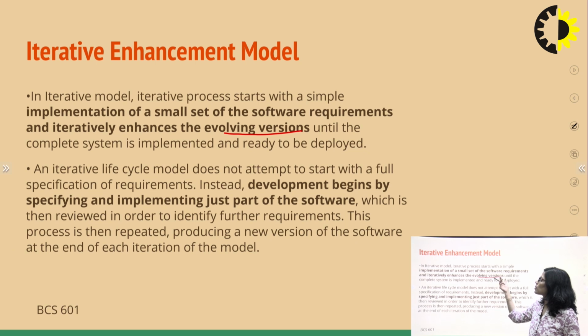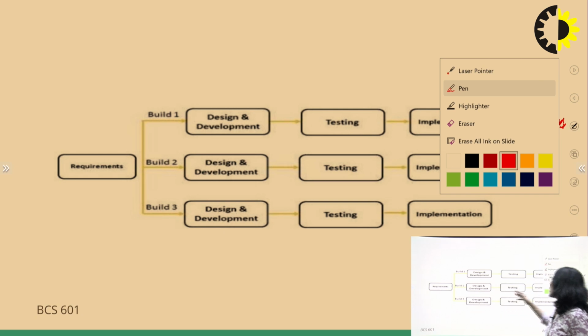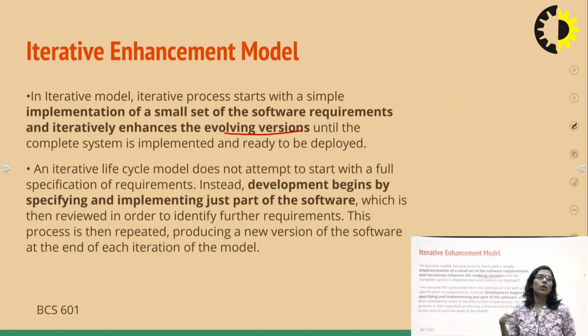So it's the implementation of a small set of software requirements and iteratively enhancing the evolving versions. In iterative enhancement, development begins by specifying and implementing just part of the software. We can see an example: in the first phase, we perform all those steps of designing, testing and implementation, and we give a release. For the next set of requirements, we again follow the steps, and again we do a release. So the software is delivered in an iterative manner. So we have various releases.